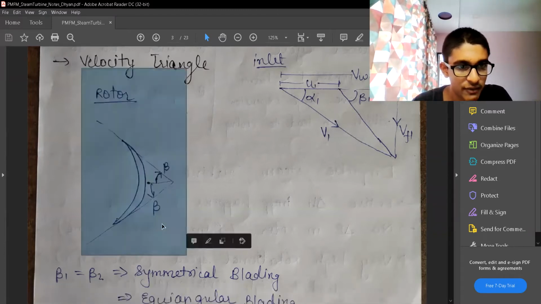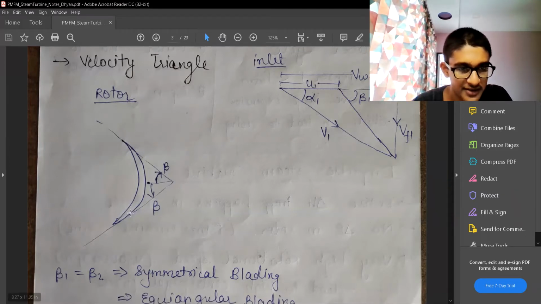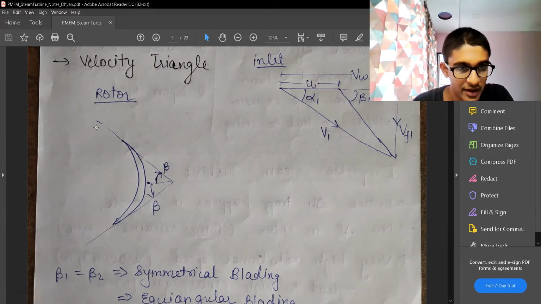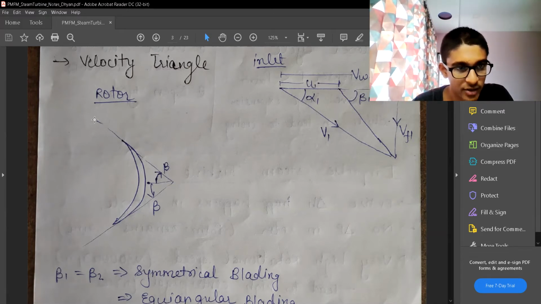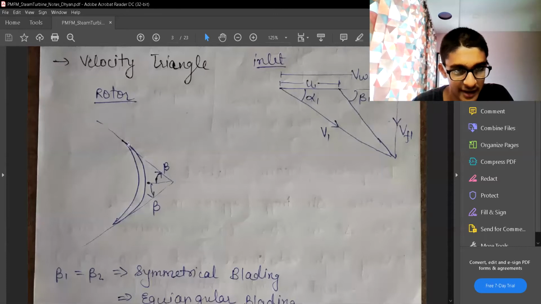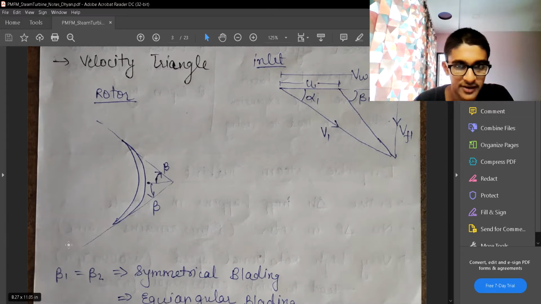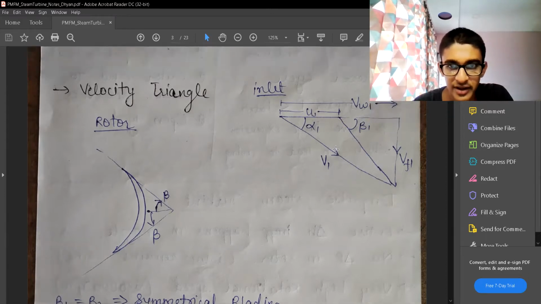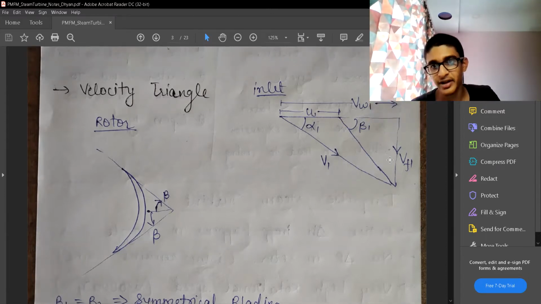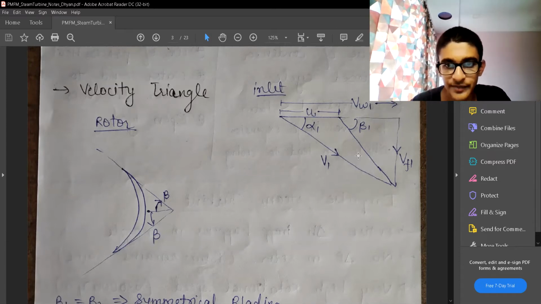Here is the rotor. One of the blades of the rotor is shown over here, and this is the angle beta, that is the blade angle. And we'll assume a smooth entry, so incidence loss or shock loss is zero. So the relative velocity is directly in this direction. It glides over the blade and leaves in the other direction. So this is how the inlet velocity triangle looks, and the exit velocity triangle will also look similar, and I'll show that at a later stage.